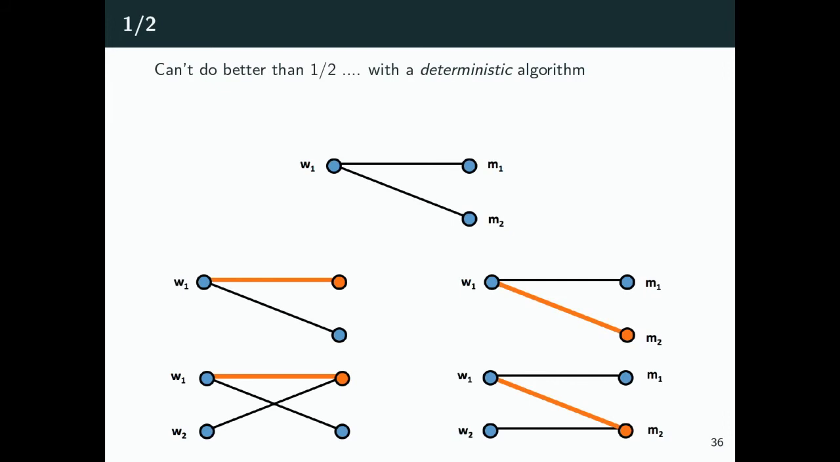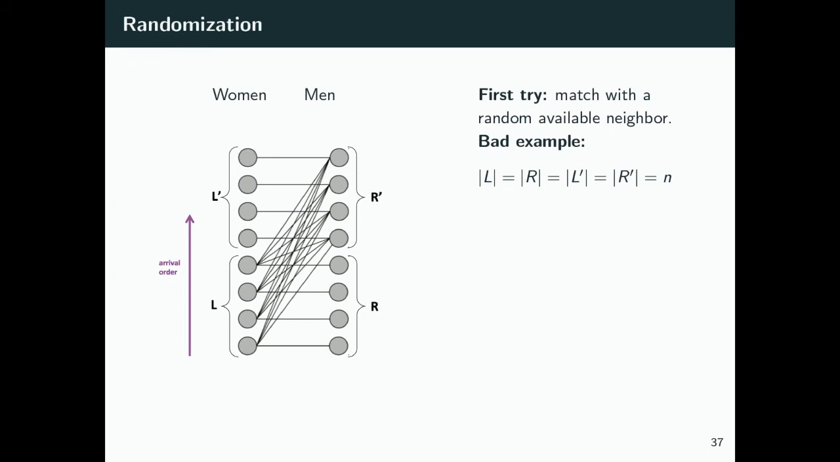And the answer is no, it does not work well at all. In fact, it doesn't really work better than one half to simply choose a random available neighbor to match the newly arriving woman to. So let me try to just quickly show you that.